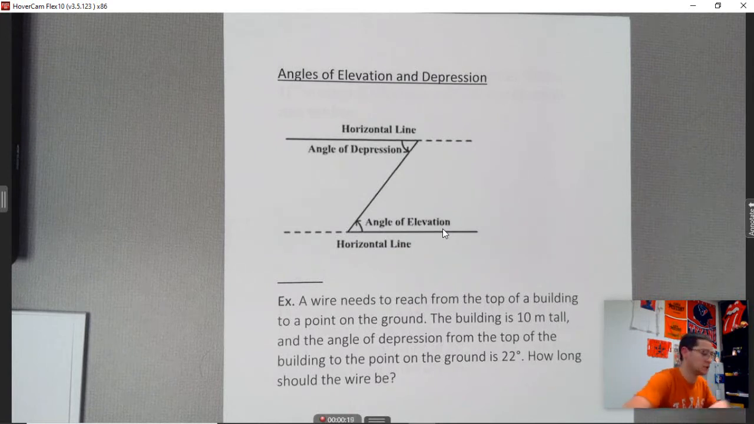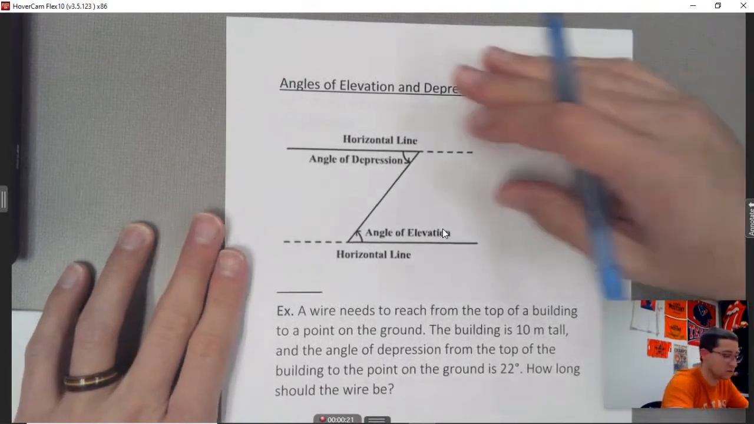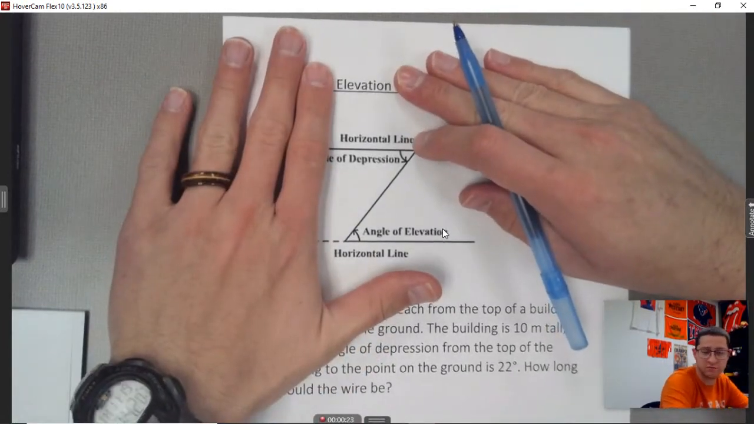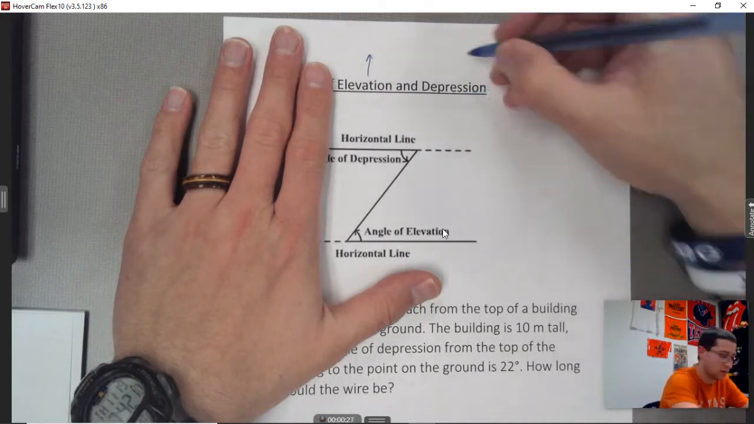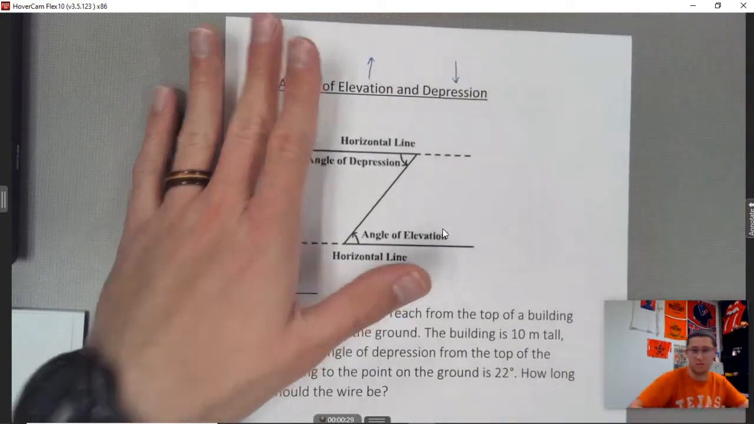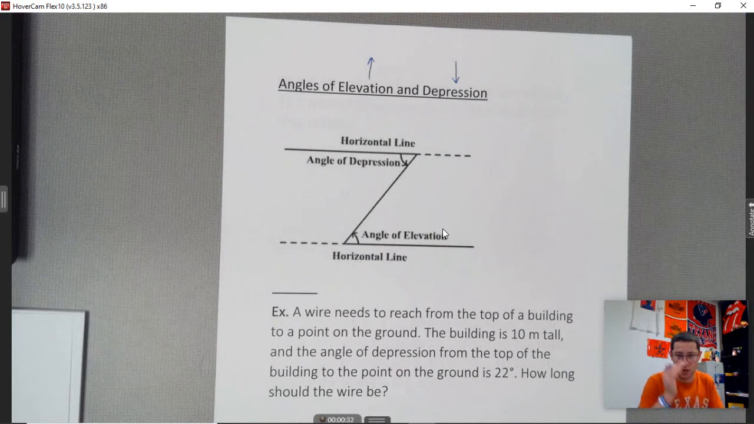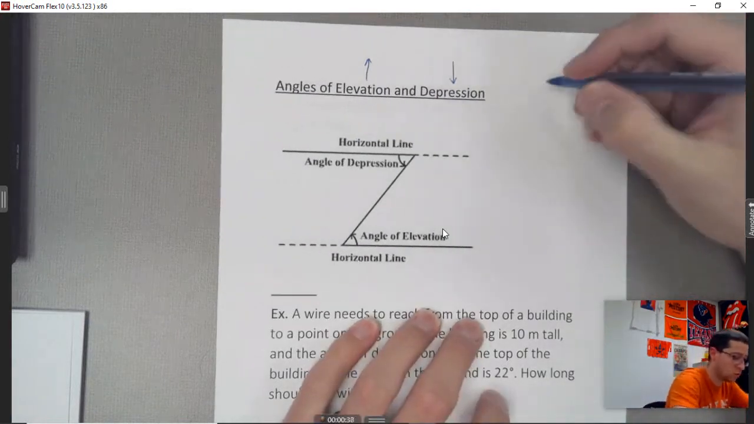Okay, elevation. Do you think up or down when you think about an elevator? Typically, you're thinking up. When you hear that word depression, what are you thinking? Typically, you are thinking down. Okay, so angle of elevation or an angle of depression, you always look at the horizontal line. Always compare to the horizontal line.